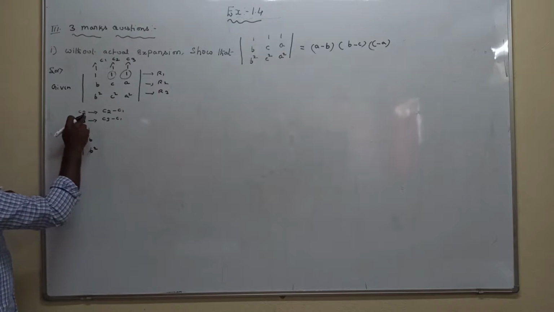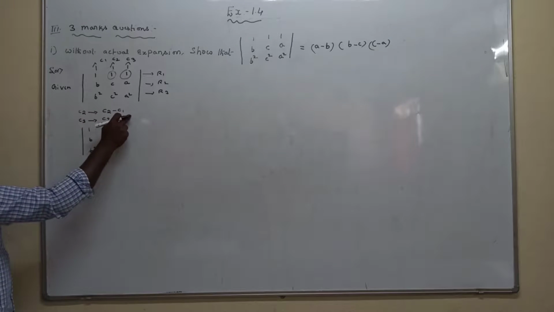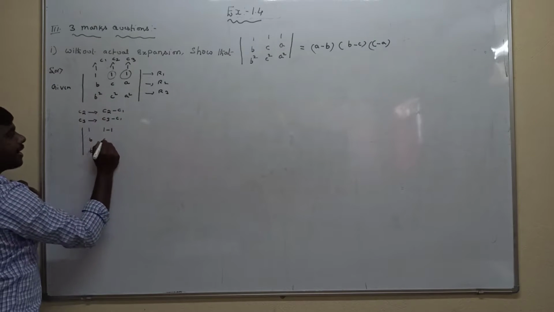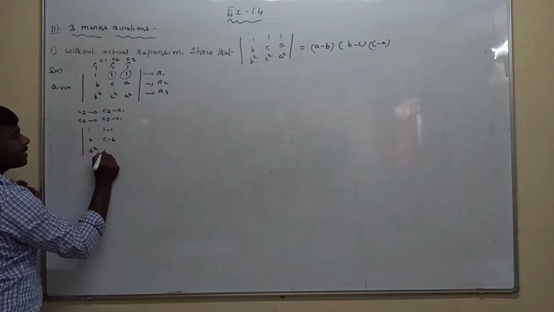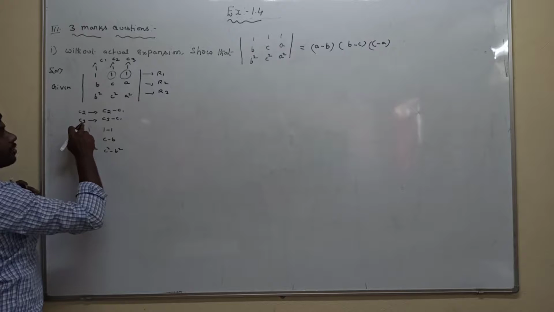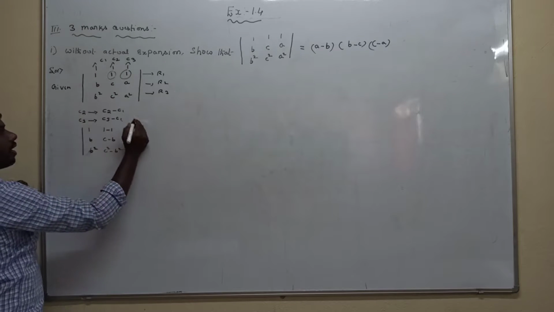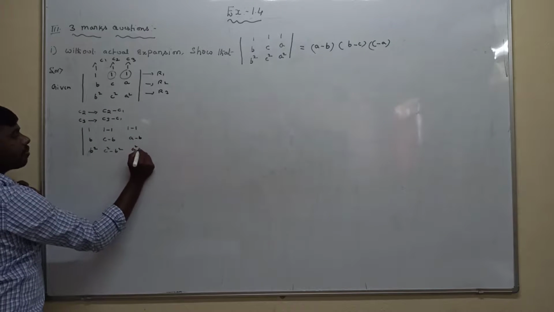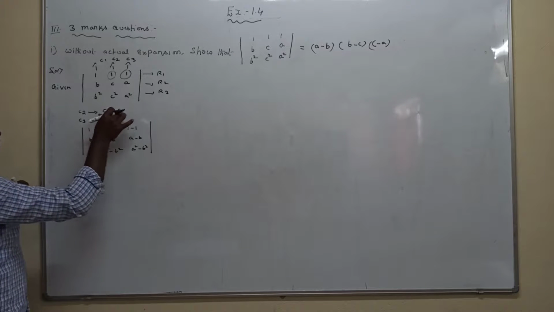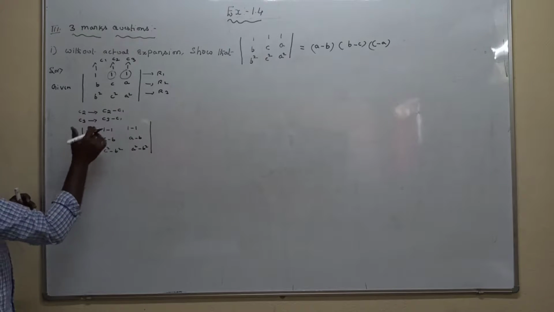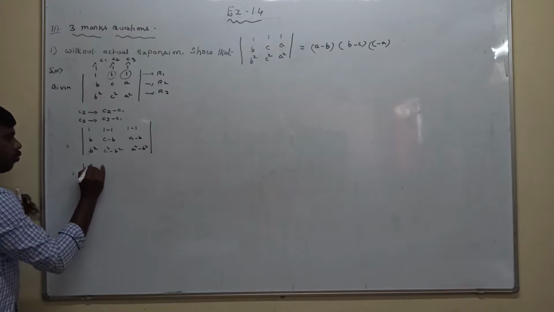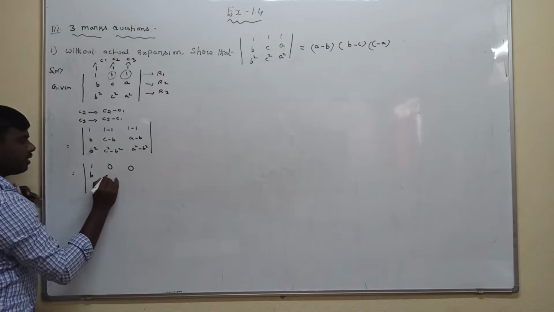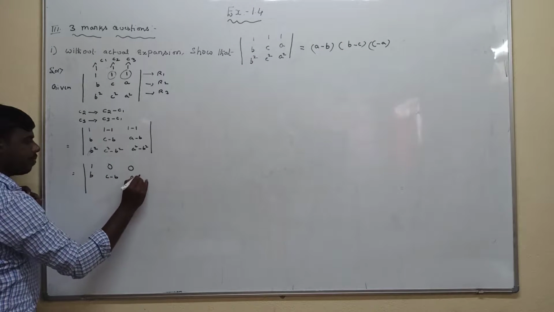Next, the second column changes to second column minus first column: 1 minus 1, c minus b, c square minus b square. Next, column 3 changes to column 3 minus column 1: 1 minus 1, a minus b, a square minus b square. After applying the condition, simplify. 1 minus 1 value is 0, 1 minus 1 value is 0.